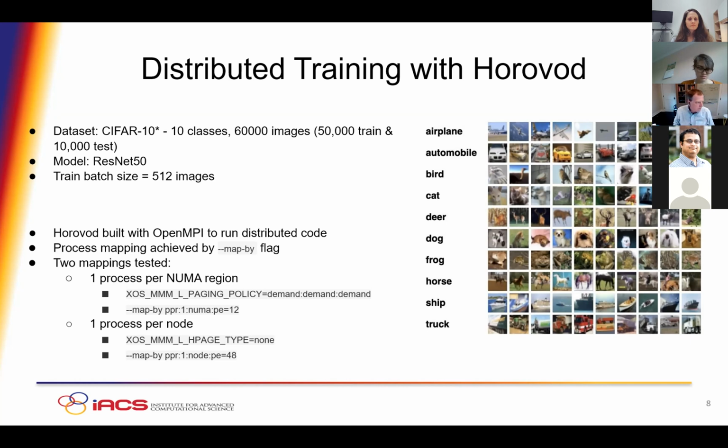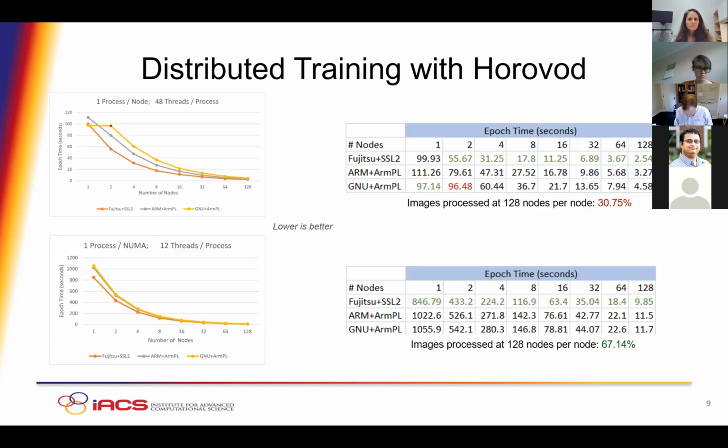And that is very useful to know, because the data set is sharded and each shard is given to a separate process. So at 128 nodes, there would be 128 pieces of the data set in the first case, whereas in the case where I have one process per NUMA region, there will be 512 pieces of the data set. So here are some of the scaling results. At the top, you can see that is where I have used one process per node and 48 threads per process.